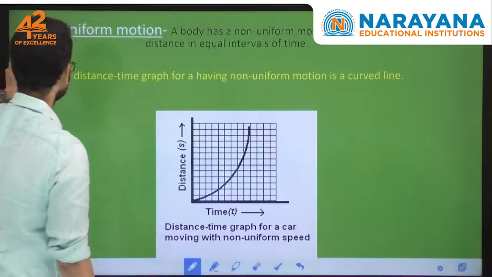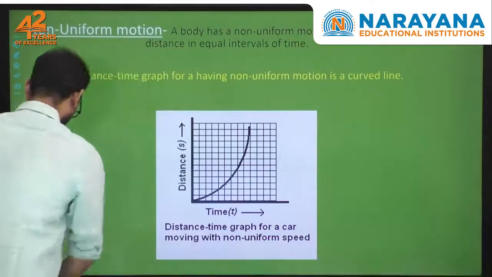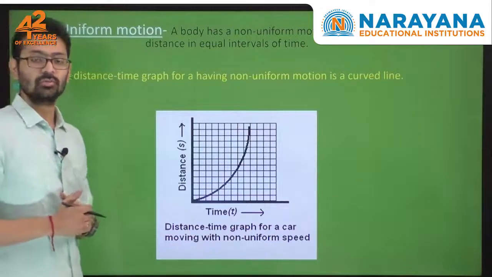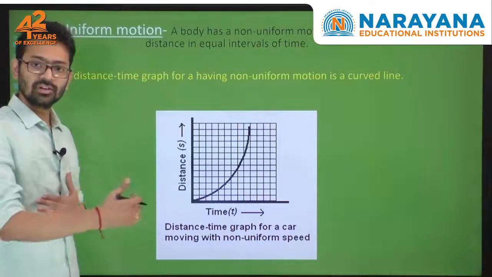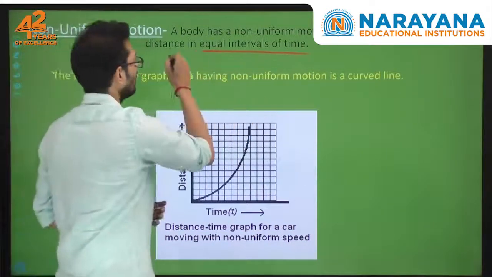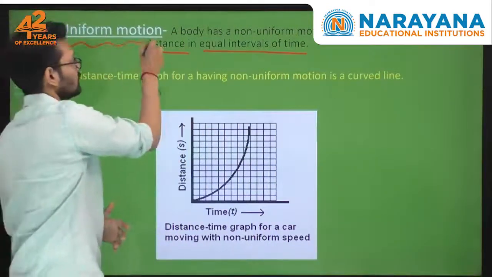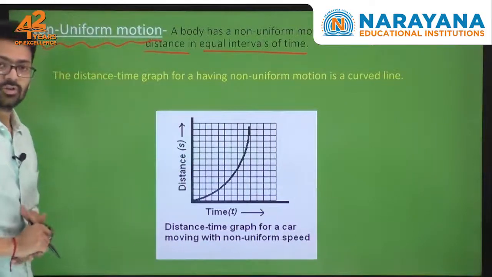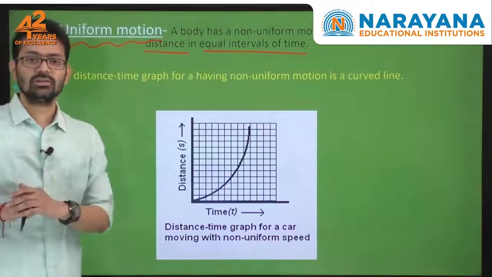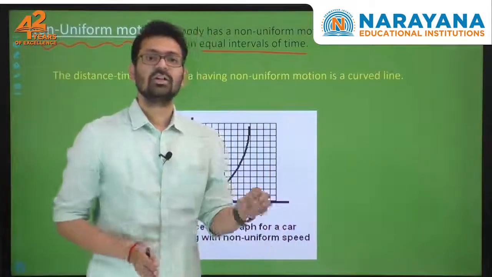Next is non-uniform motion. If for equal intervals of time the body covers unequal distances, then that body is said to be in non-uniform motion. For example, in the first 10 seconds you travel 2 meters, in the next 10 seconds you travel 1 meter, and in another 10 seconds you travel 5 meters.